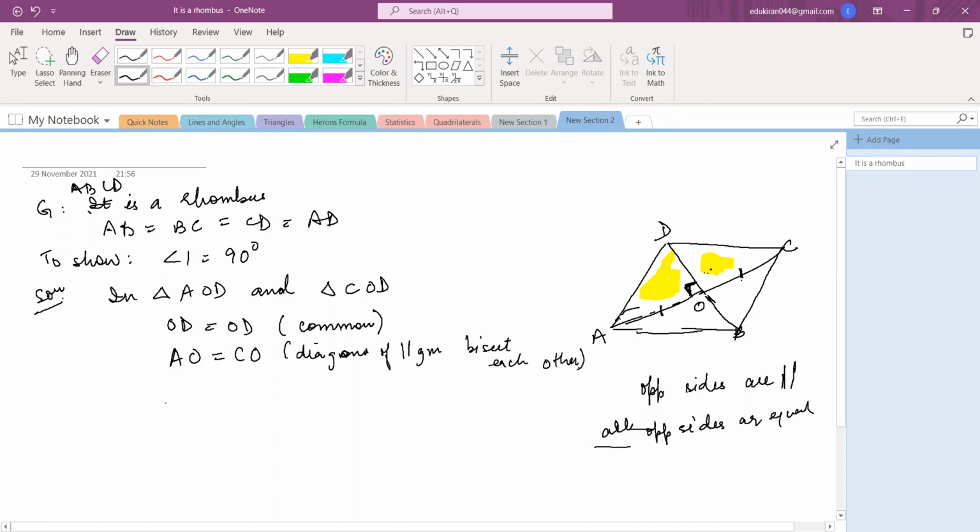What is the third one? Look at the given condition. Ma'am, angle O is common. No, angle O is not common. What is angle O? O is the midpoint. If you are saying there is a common angle here, Hamna, I'm taking these two yellow triangles. There is no angle which is common.